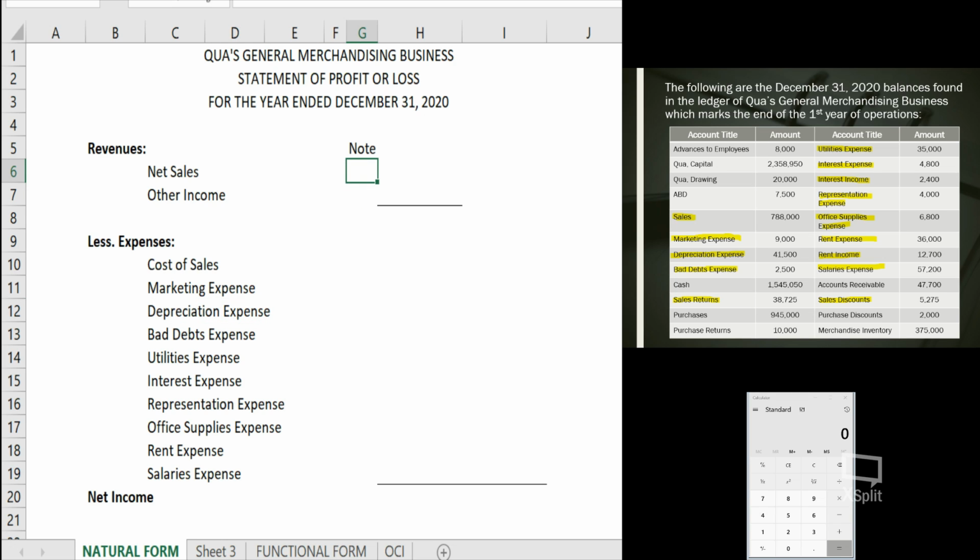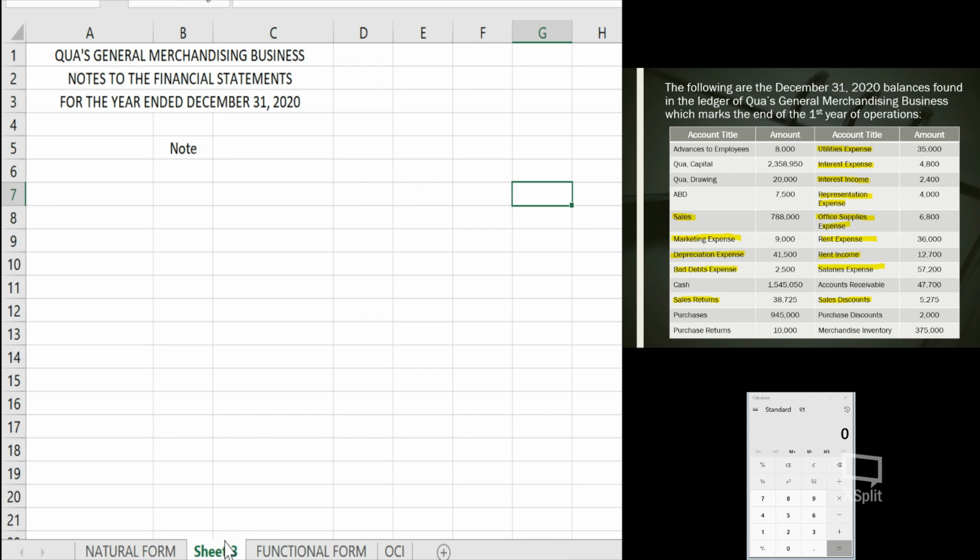So, we'll start with our net sales. Okay? So, in order for us to find the amount of net sales, we still have to solve. Okay? So, mag-solve tayo dito. Ayan. So, kung makikita nyo dito, nandito tayo sa notes to the financial statements. I'm going to review this a little later. Okay? Let's do first yung solving for the net sales. So, gawin nating note number 1.